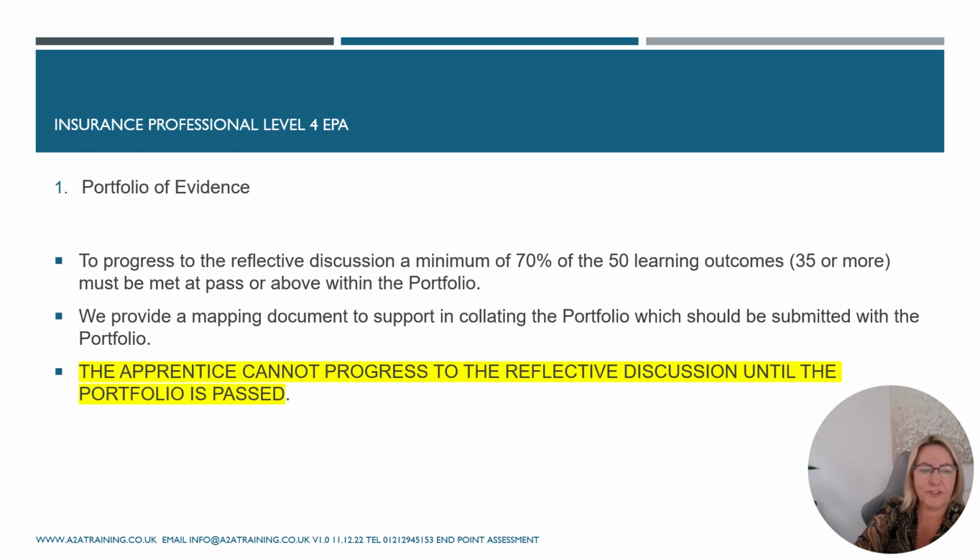To progress to the reflective discussion, a minimum of 70% of the 50 learning outcomes, so 35 or more, must be met at pass or above within the portfolio. We provide a mapping document to support in collating the portfolio, which must be submitted along with the portfolio.